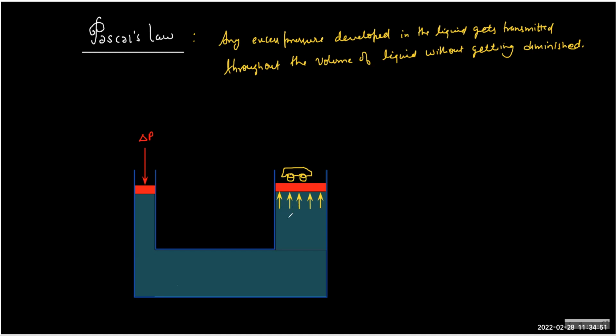Now this delta P will reach here over and above the pressure which the liquid will have automatically. And this pressure acts on a big area, because the area on which you're putting is quite large. This is the small area. If the weight of this car is equal to delta P into A, then we can lift it. So we can say that delta P into the area is equal to the weight of the car. Let's call it big W.